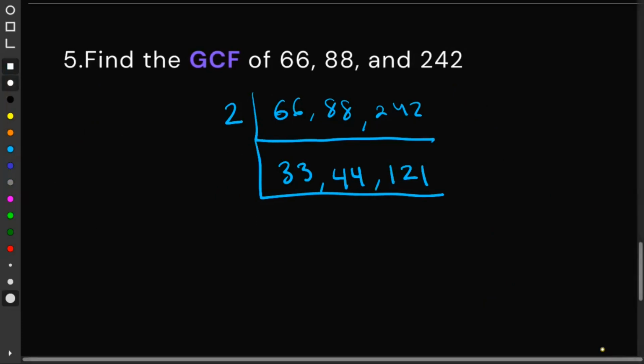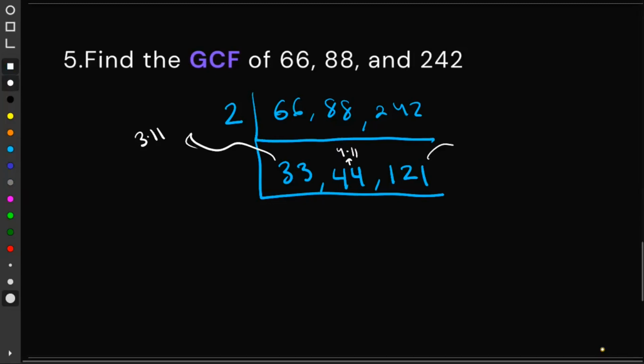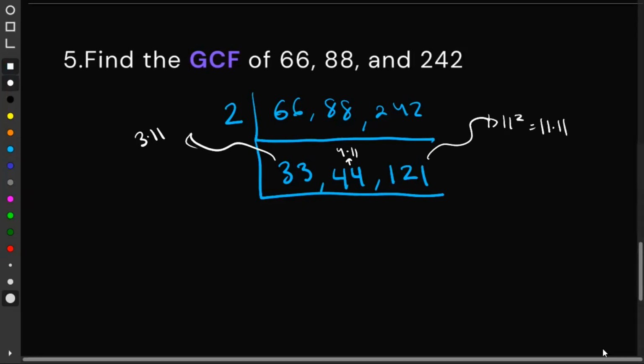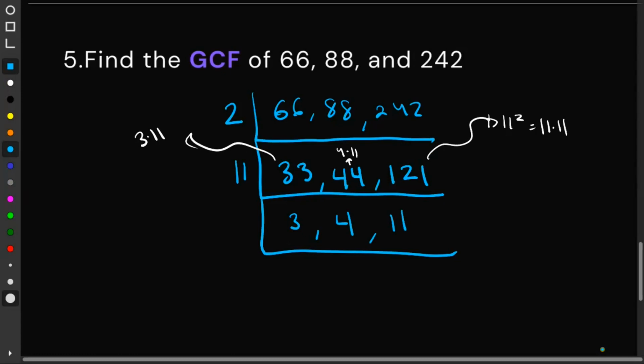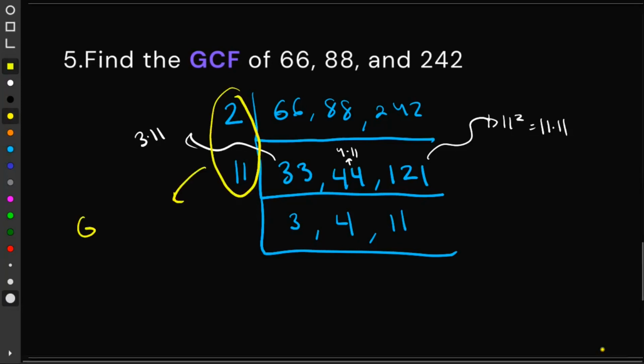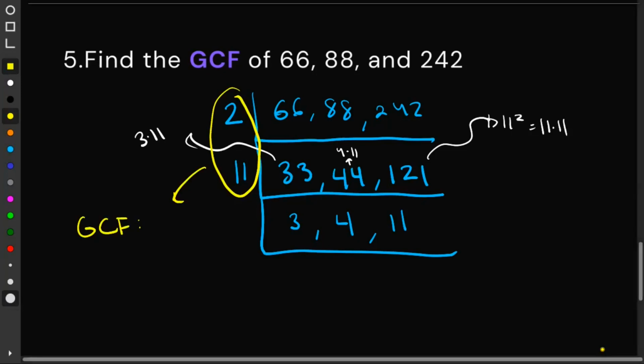Now for this one, note that all of them has a factor of 11. Indeed, 33 is equal to 3 times 11, 44 is equal to 4 times 11, and 121 is 11 squared, or 11 times 11. So we write 11 out here, which would give us 3, 4, and 11. Now for our bottom numbers, since there are no more common factors among them except 1, the GCF would be 2 times 11, or simply 22.